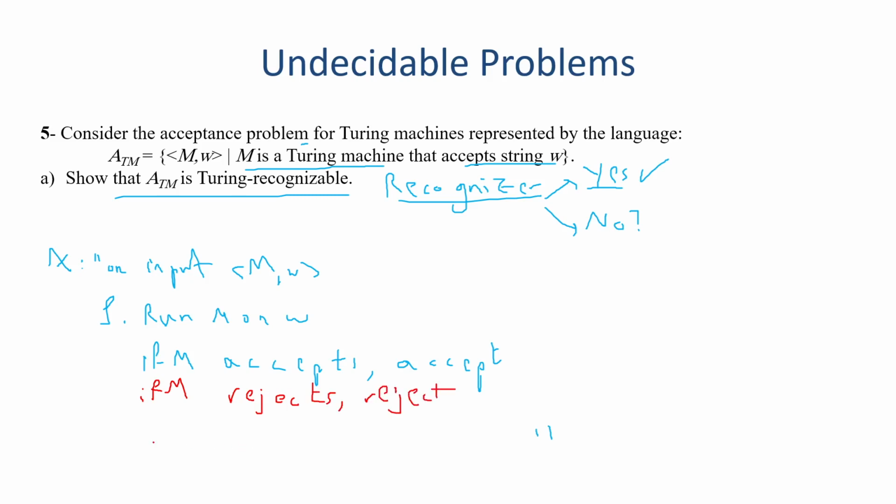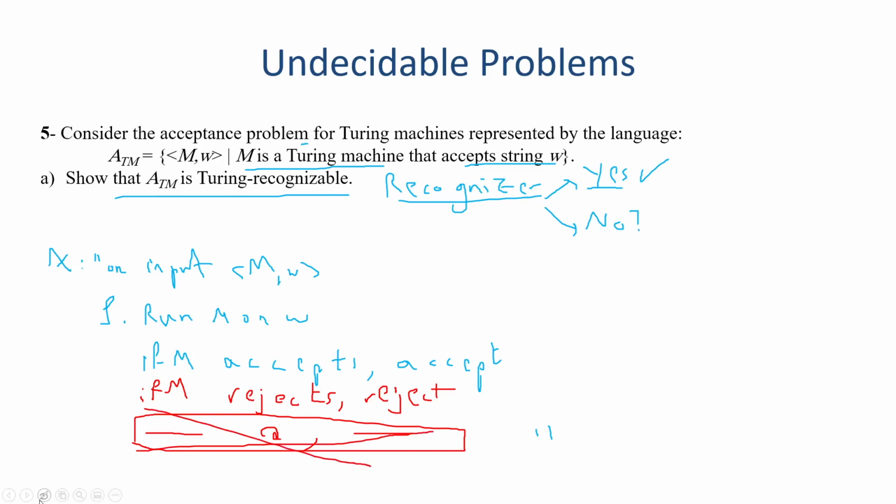Why? Because there's the third scenario that we can't really write, which is what if M loops? We want to say reject, but we can't, right? We can't do that because we don't know, as we saw with the previous exercise. Great, so that's a recognizer.